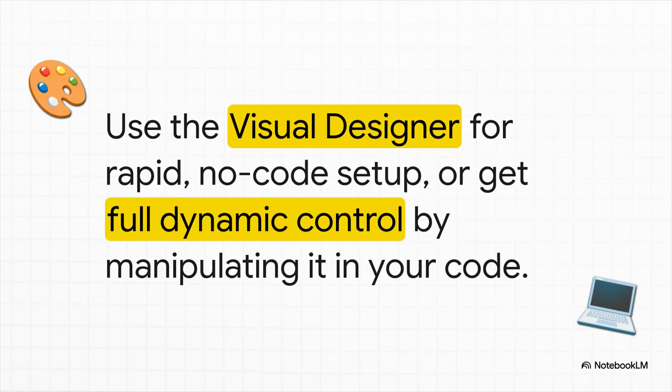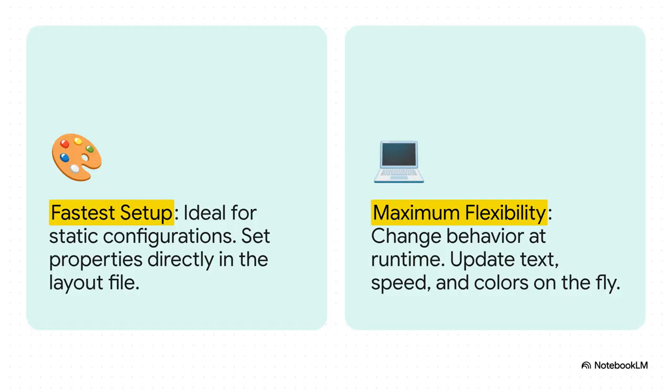First, you can go the super fast, no-code route using the Visual Designer, or if you need more power, you can get your hands dirty and control everything directly from your code. We're going to look at both. So let's talk about the trade-offs here. Using the designer, that's your quick and easy option. It's perfect for when your messages don't change and you just want to get it working fast. But if you need to do things dynamically, like change the text or the animation speed based on what the user is doing, then you're going to want to use the code, the public API. That's where the real power is.